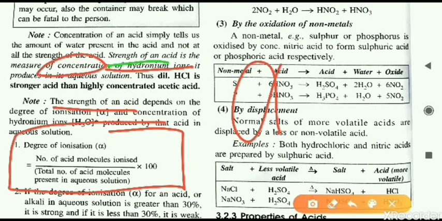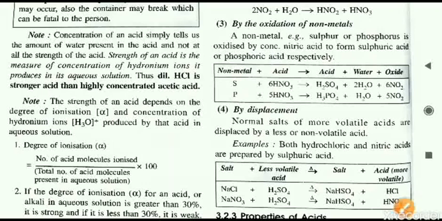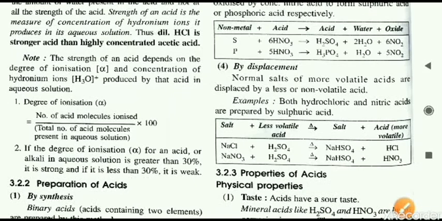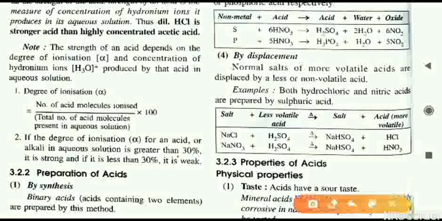We can calculate it by the formula given: the number of acid molecules ionized, that is, how many molecules of acid dissolved in water have actually converted into ions, we write in the first part. In the lower part we write the total number of molecules, how many molecules we have actually added, and it is multiplied by 100. That gives us the degree of ionization, which comes as a percentage. If the percentage is more than 30%, it is called a strong acid. Otherwise, if it is less than 30%, then it is a weak acid.